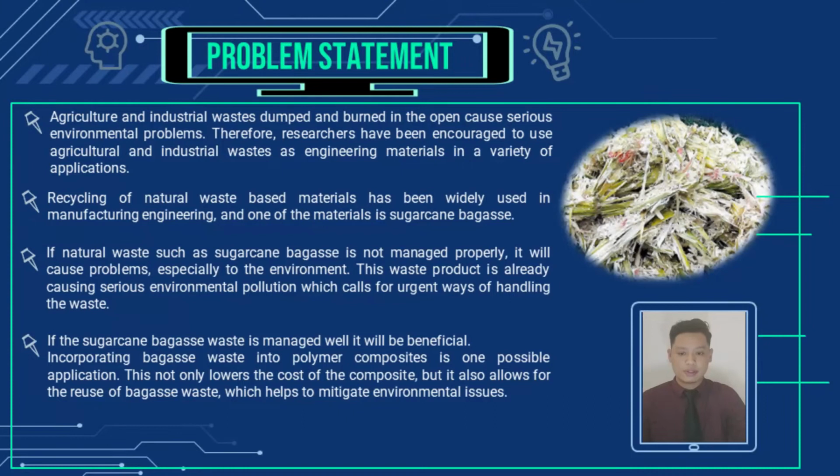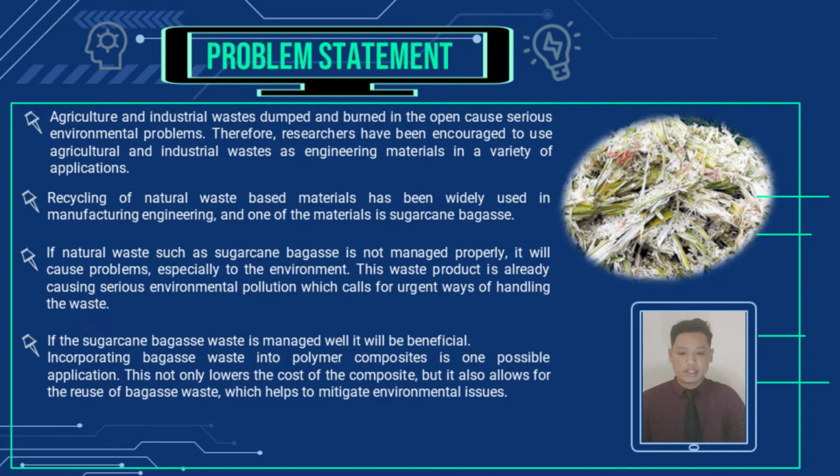For the problem statement, agriculture and industrial waste dumped and burned in the open cause serious environmental problems. Therefore, researchers have been encouraged to use agriculture and industrial waste as engineering material in a variety of applications. Recycling of natural waste-based material has been widely used in manufacturing engineering, and one of the materials is sugarcane bagasse.